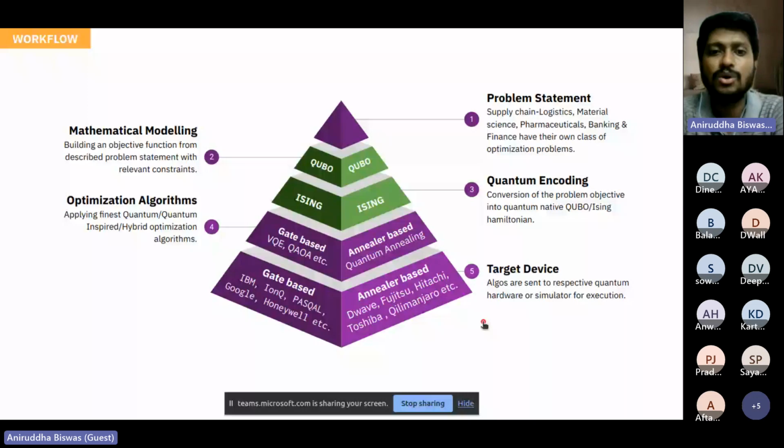So today's session is not about any specific algorithm. I will not be talking about VQE or QAOA or quantum annealing. I will be talking mostly about mathematical modeling and the quantum encoding of it. So how to formulate a problem and how to convert those problems in such a way that a quantum computer can understand, right? So this is the main agenda of it.